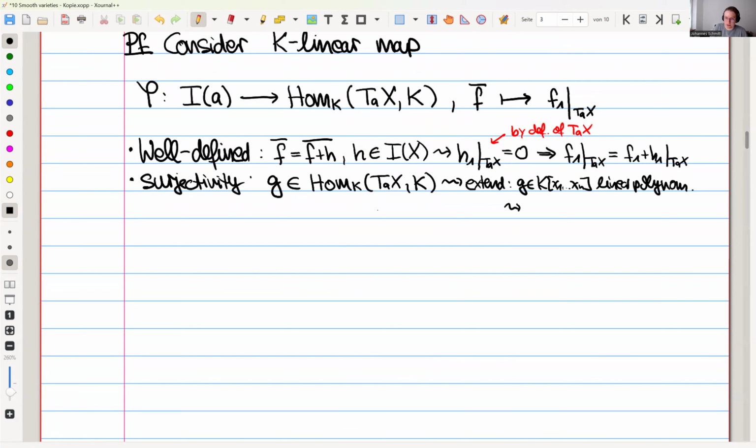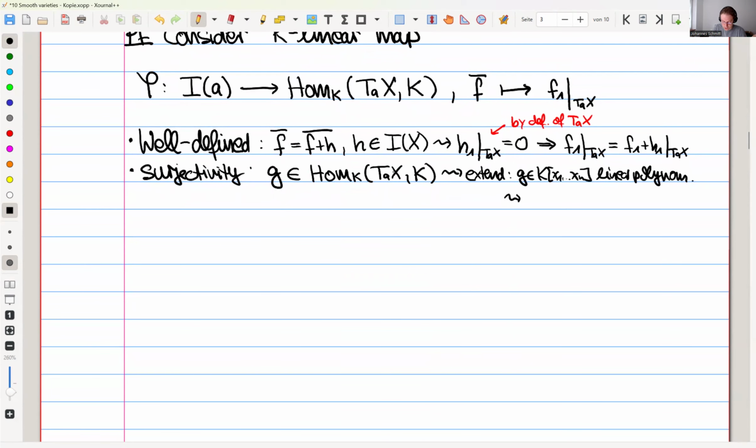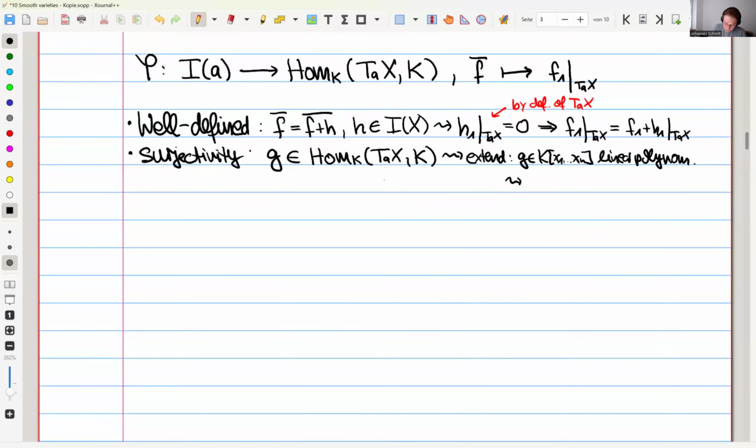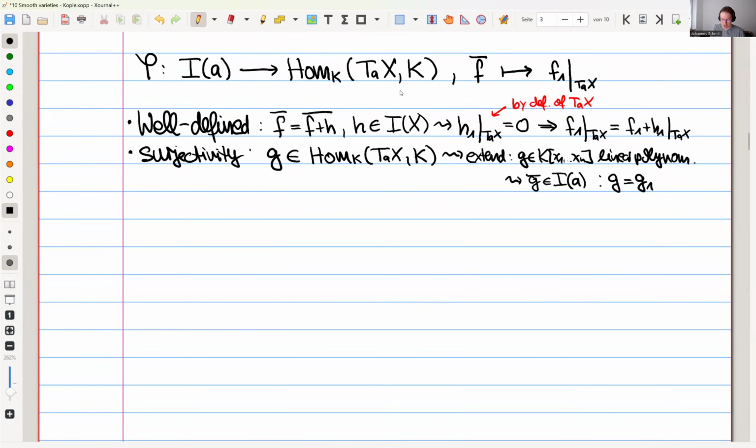And then we have that it's a linear polynomial without constant term because, well, at the origin, this vanishes as a k-linear homomorphism. And so we have that its equivalence class in I(A) satisfies that G is equal to G1. And so the image of this G bar under the map phi is exactly the thing that we started with. Okay. So this shows we can reach any element in here from an element in here.